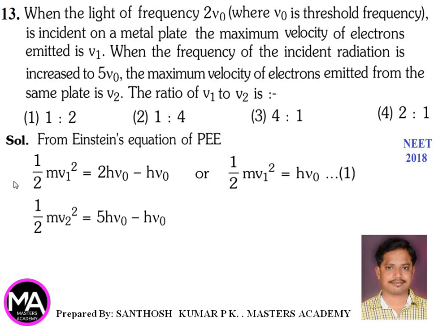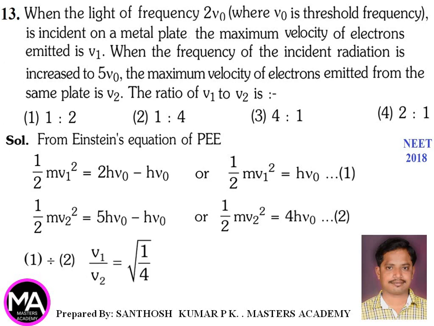Now in the second case, for velocity v2, the frequency is 5 nu naught, therefore half m v2 squared is equal to 5h nu naught minus h nu naught, which is half m v2 squared is equal to 4h nu naught. Now dividing equations 1 and 2, half m v1 squared by half m v2 squared, we get v1 squared by v2 squared is equal to 1 by 4, or v1 by v2 is equal to square root of 1 by 4, which is nothing but 1 by 2. Therefore option is the first one, 1 by 2.